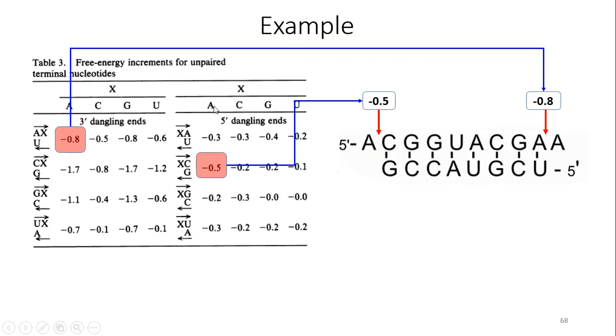Okay, and what would be its corresponding position in the table? This value. So if this C base pairs with G with a dangling A at the 5' end, then the free energy associated with such stacking is minus 0.5. Okay, so this was for the dangling end.